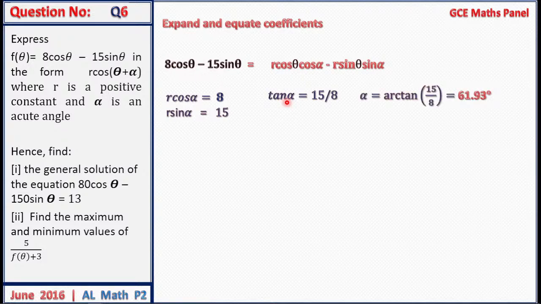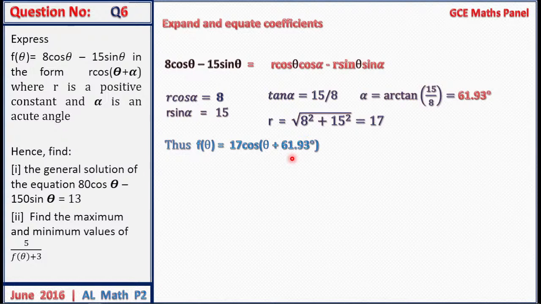And from there, our alpha will be equal to arctan of 15 on 8, which is 61.93 degrees. Note that arctan means tan inverse of 15 on 8. And what is our r? Our r is equal to the square root of 8 squared plus 15 squared. That gives us 17. You square 8, square 15, and take the square root. That gives us the value of r. We can now conveniently express this f of theta as 17 cos(theta plus 61.93 degrees).